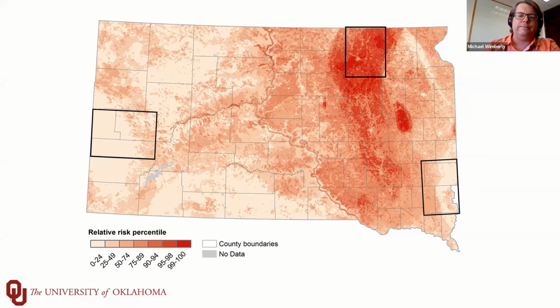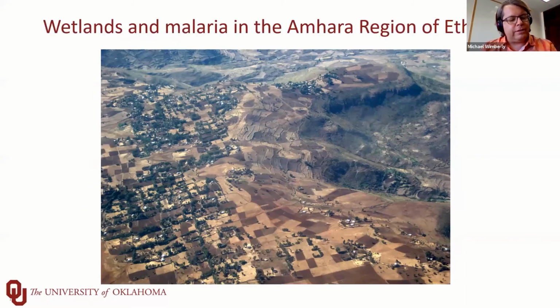All right, so let me move on now to the second vignette, and let's talk a little bit about wetlands and malaria in the Amhara region of Ethiopia.